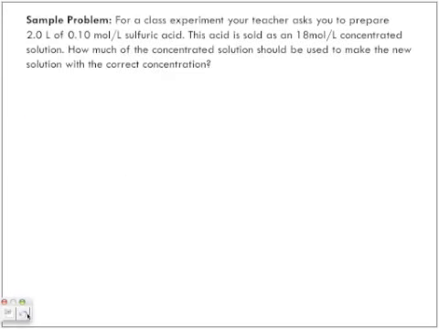So let's look at our first sample problem. For a class experiment, your teacher asks you to prepare 2.0 liters of 0.10 moles per liter sulfuric acid. This acid is sold as an 18 moles per liter concentrated solution. How much of the concentrated solution should be used to make the new solution with the correct concentration?